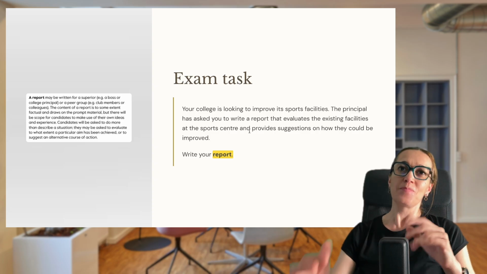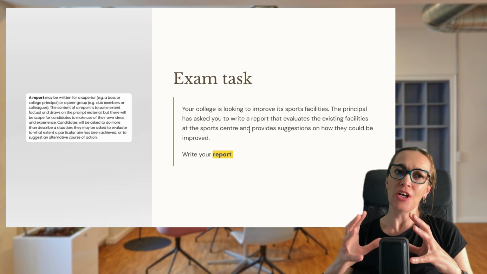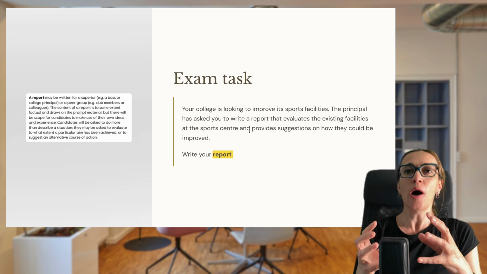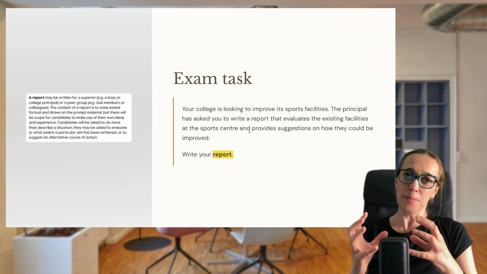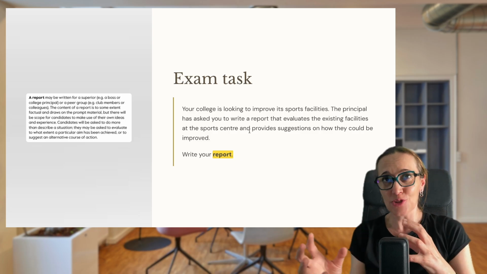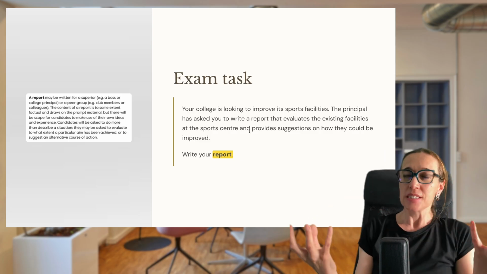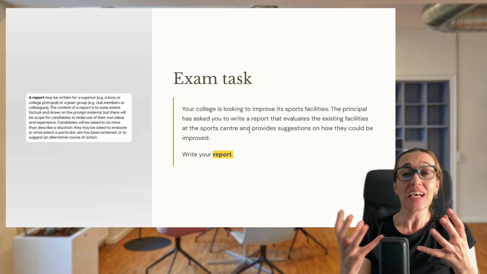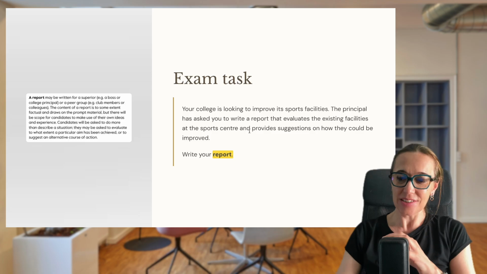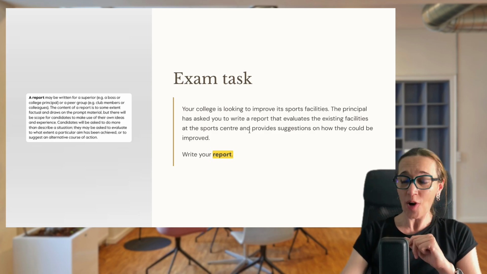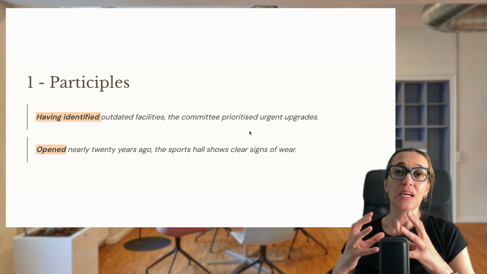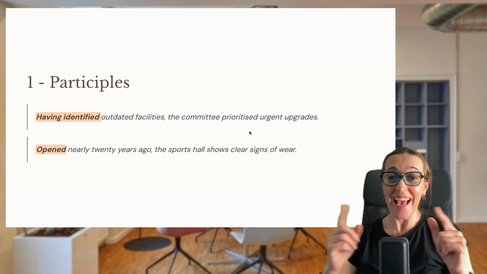So, we're going to look into the grammar structures for this topic. I mean, the examples of these grammar structures will relate to this topic, so you can exactly see how to apply them in context. First, let's start with our participle clauses. They make your writing compact, advanced, and sophisticated.